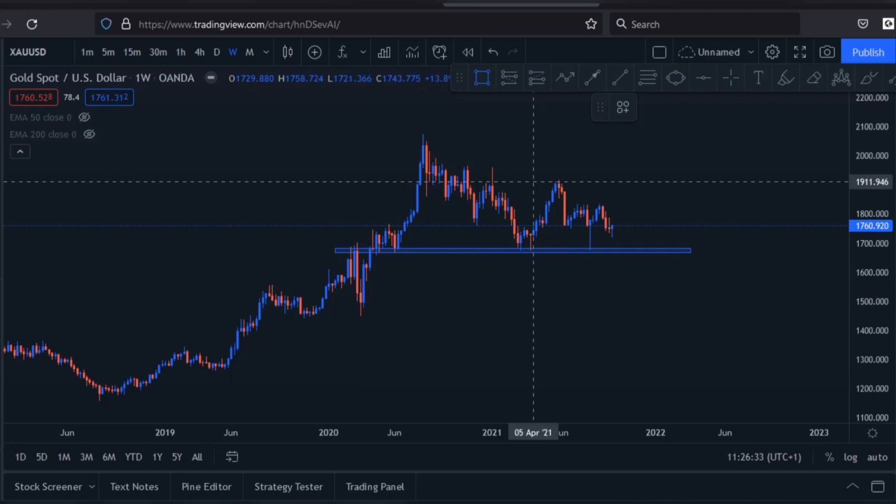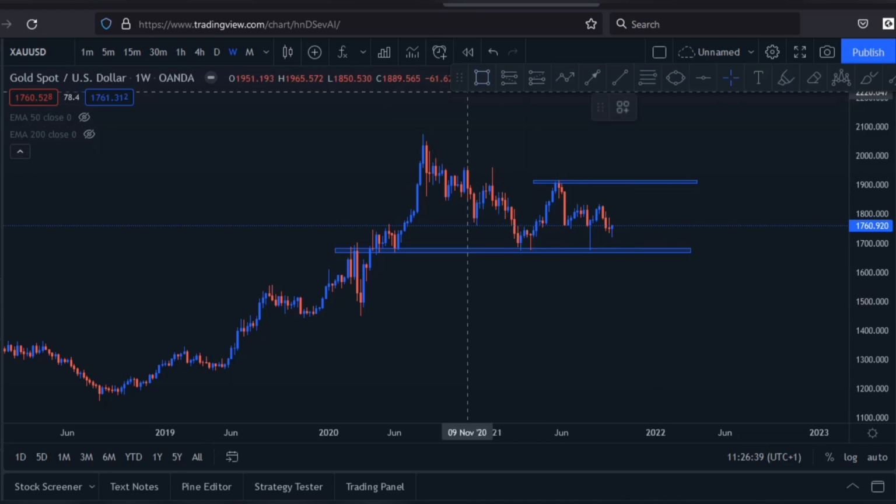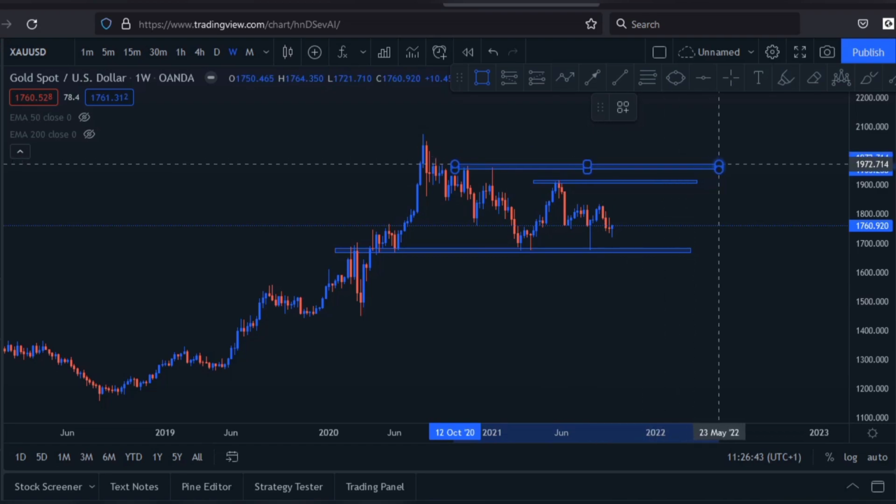Another area I can identify, of course, is this next resistance here that price bounced off. We'll look at it again on a smaller time frame. And another area again is this area here that price has tested twice already.